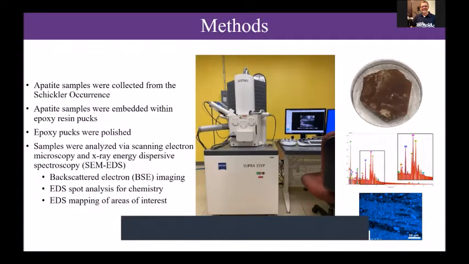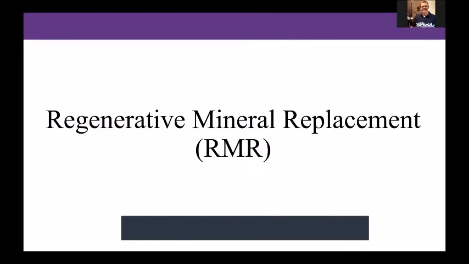So I've collected samples on site at the Schickler occurrence. I then embedded these apatite crystals in epoxy resin to create pucks, which I then polished and stuck in the SEM for analysis with X-ray energy dispersive spectroscopy. So I've done a lot of backscattered electron imaging, EDS spot analysis for chemistry, as well as EDS mapping of areas of interest. So let's start off our conversation with RMR, or regenerative mineral replacement.